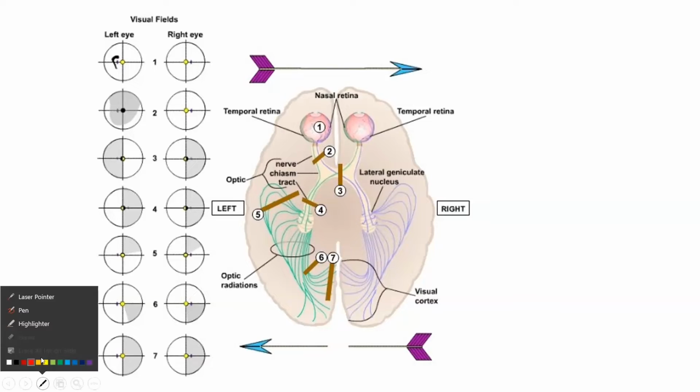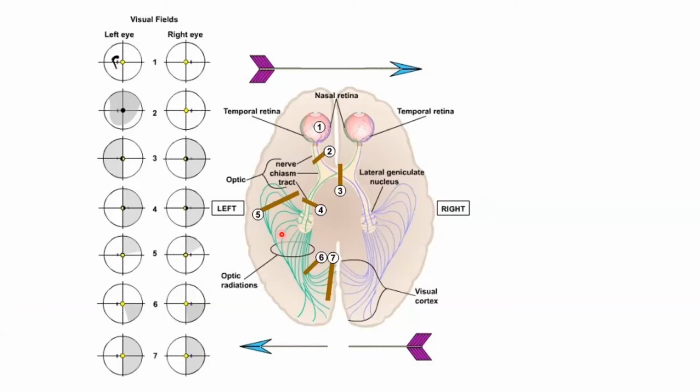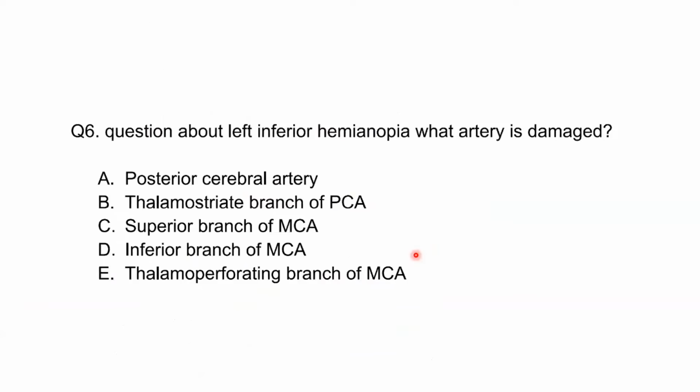let me just, that should be a bit more visible. Okay, so since this is the front, this is the back, number 6 is all the way in the occipital lobe, and so we already expect that it's going to be somewhere affecting the posterior cerebral artery, right? Now, that would leave us with A and B, which both affect the PCA.